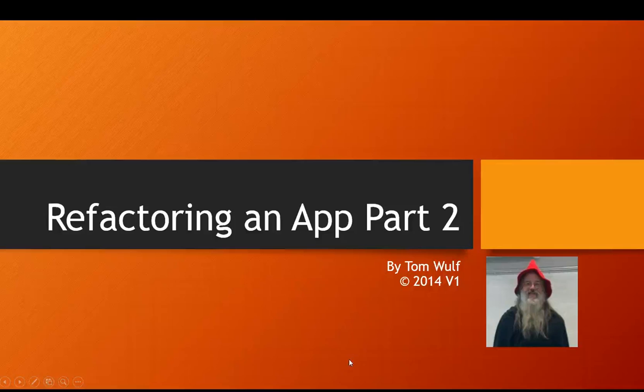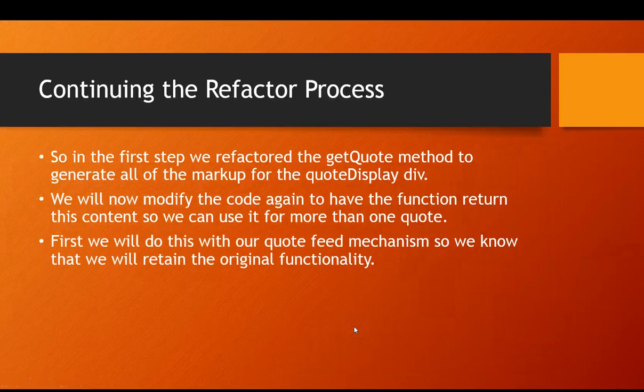All right, we're going to go ahead and continue to refactor our quote wrap. We started last time and we modified our getQuote method. It generates all the markup for the quote display div. And so now we need to modify the code again, and we'll have this getQuote now return that content. Then we'll be able to call it multiple times to get different quotes.